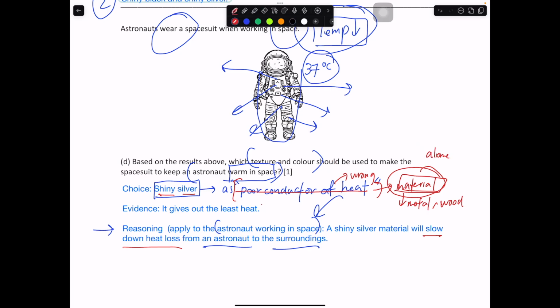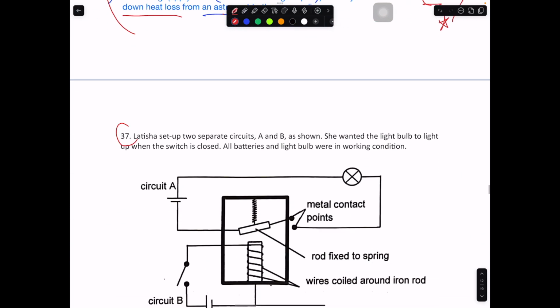For example, if you are given material A, B, C, then you can say material A is a poor conductor of heat, but you cannot say a shiny material is a poor conductor of heat, because that is the color itself. Color themselves cannot be poor conductor of heat. Only material can be a poor conductor of heat. So this part is the key factor. That's why in this answer we don't say it's a poor conductor of heat. We just say slow down heat loss from the person to the surrounding. Good enough, sufficient.